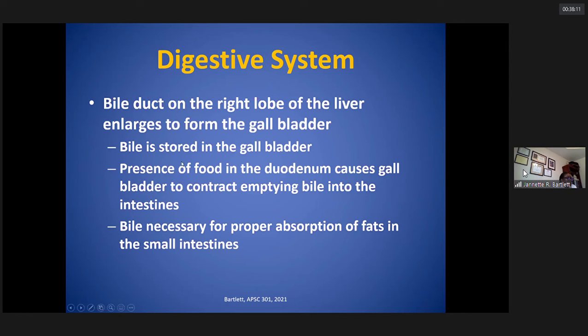Okay. Other than that, anybody have any questions about bile? Its purpose, where it's secreted, where it's stored, what triggers it to get into the intestines, and what it does, right?